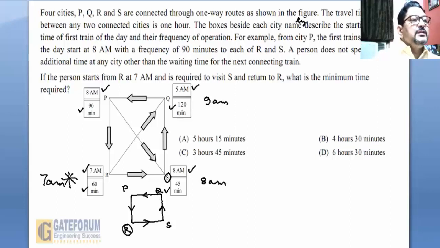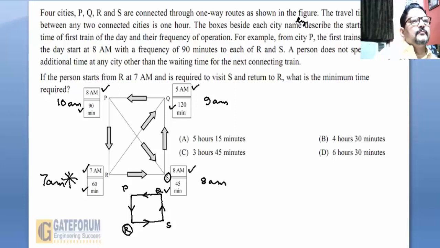Now the first train has started from Q at 5 a.m. Now after 5 a.m., 2 hours later is 7 a.m., and another 2 hours later is exactly 9 a.m. So the moment the person reaches Q at 9 a.m., the train which is leaving for P is starting. So no time wasted, he gets on the train. 1 hour is taken, so he reaches P at 10 a.m.